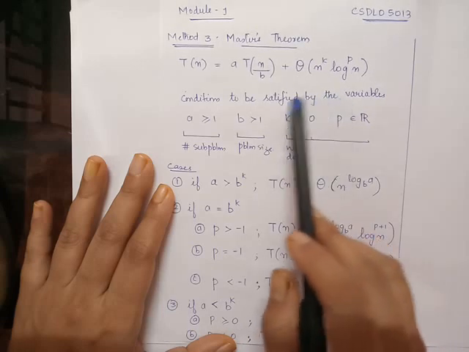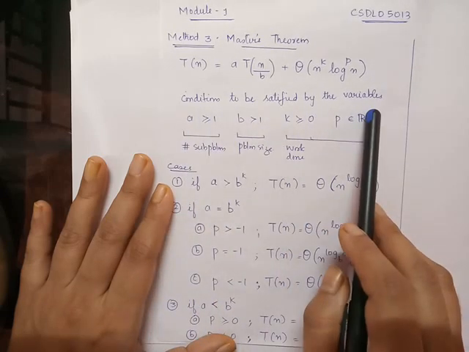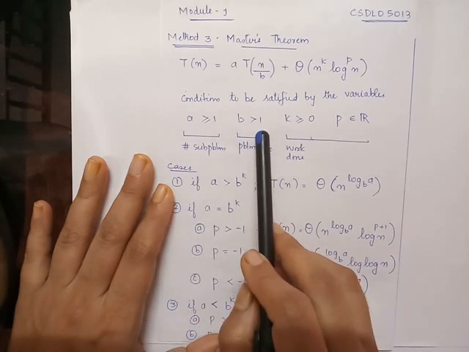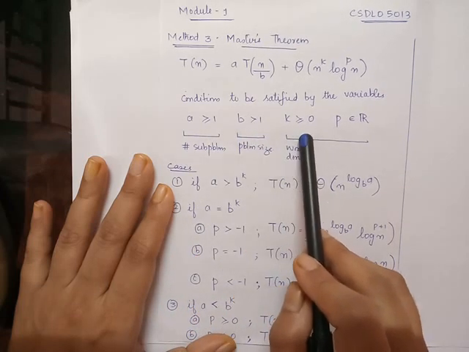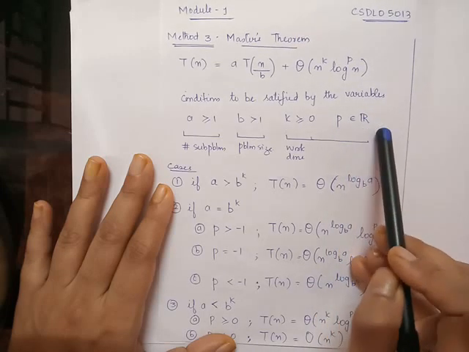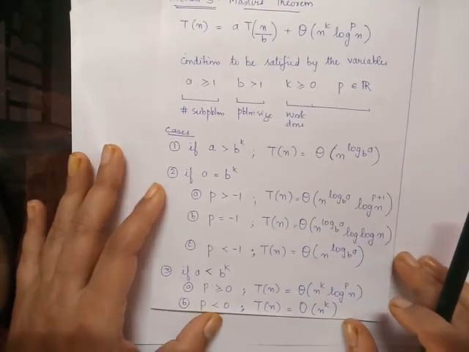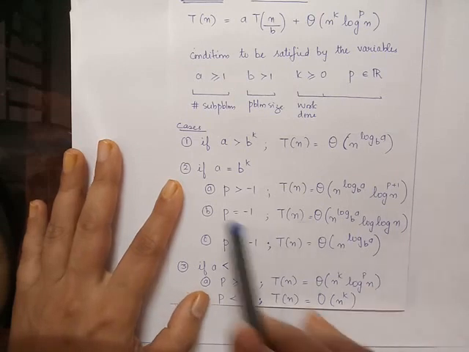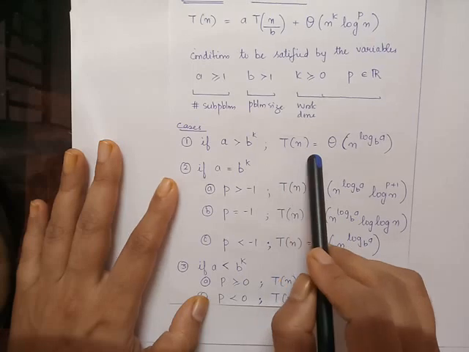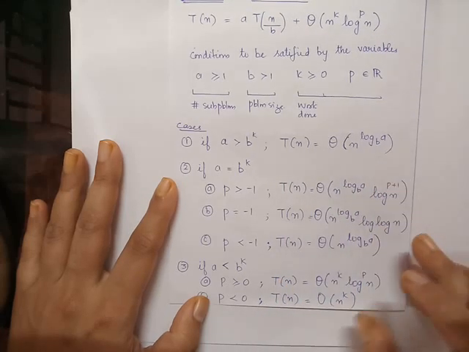We are representing the work done in terms of k and p. Now there are some conditions to be satisfied by these variables. a should be greater than or equal to 1, b should be greater than 1, k should be greater than or equal to 0, and p should be an element of the real number set. Now there are three cases. The first case: if a is greater than b raised to k, then T(n) is equal to theta of n raised to log a to the base b.